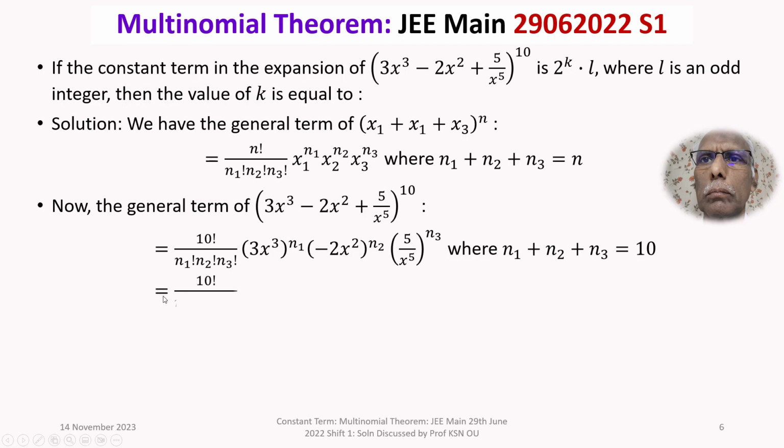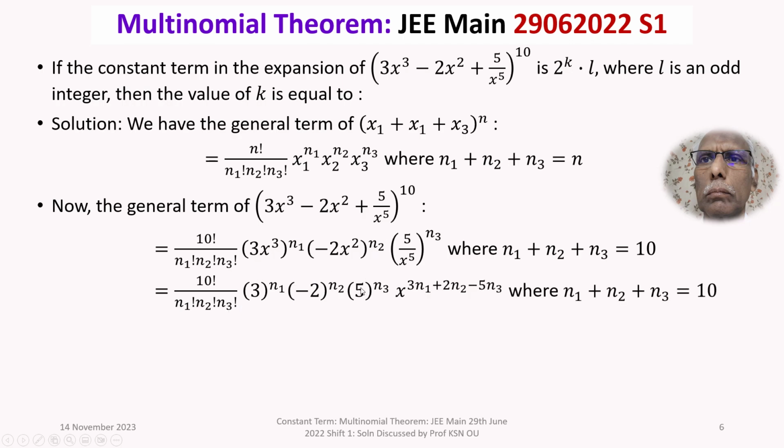Let us simplify this. This is equal to 10 factorial by n1 factorial, n2 factorial, n3 factorial in the denominator, 3^n1 into (-2)^n2, 5^n3 into x to the power of 3n1 + 2n2 - 5n3. This is minus 5 because x^5 is sitting in the denominator; in the numerator it will be x^(-5) to the power of n3, so you will get -5n3, where n1 + n2 + n3 is 10.